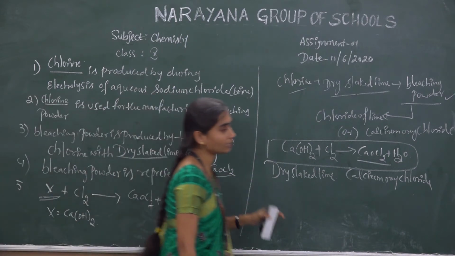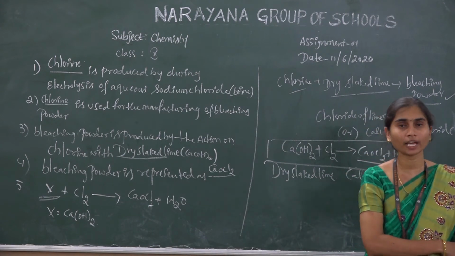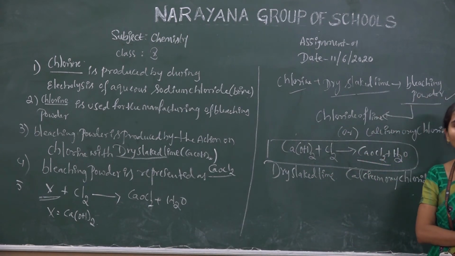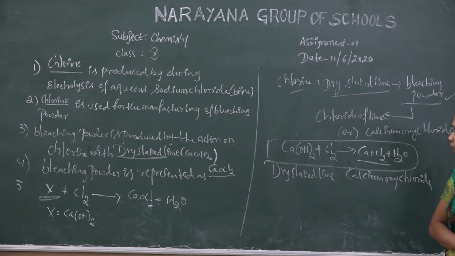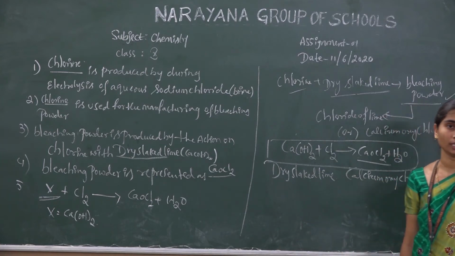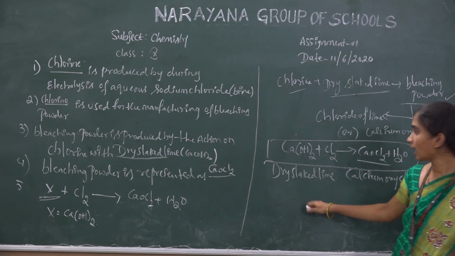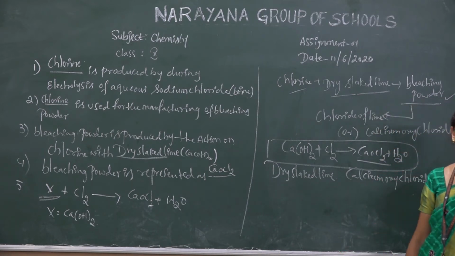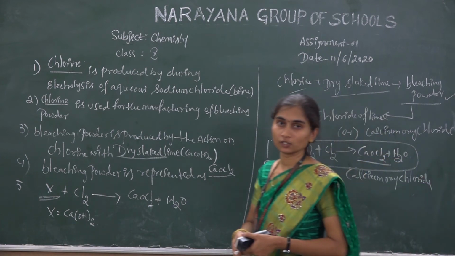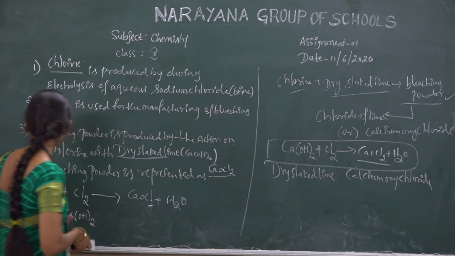This calcium hydroxide has different types of uses. It is used for bleaching cotton and linen in the textile industry, and also as an oxidizing agent in many chemical industries. Let us see the next question.